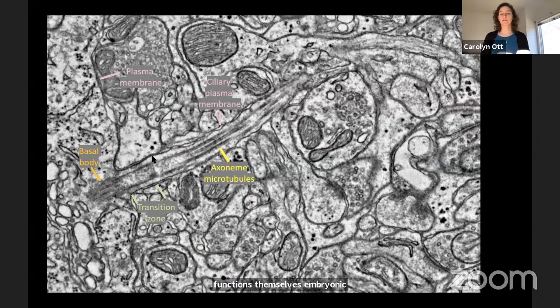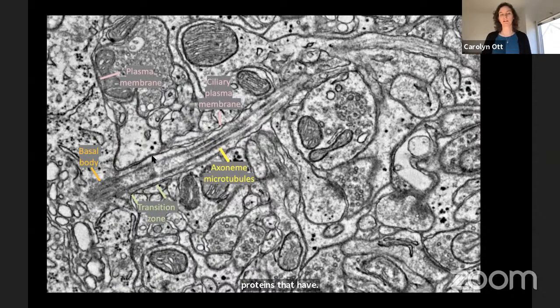Embryonic deletion of primary cilia is lethal. Adult removal of cilia can cause problems like behavior and learning deficits. And there's classes of diseases where people have mutations in proteins, such as this transition zone or targeting proteins, that have significant functional issues in the brain.